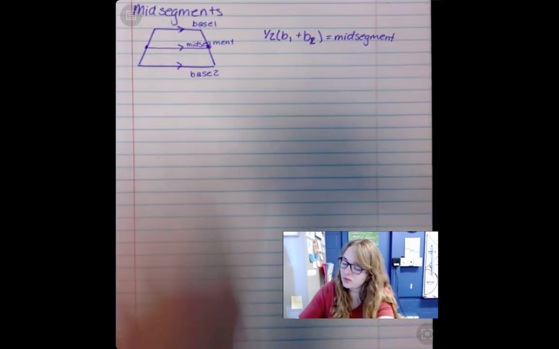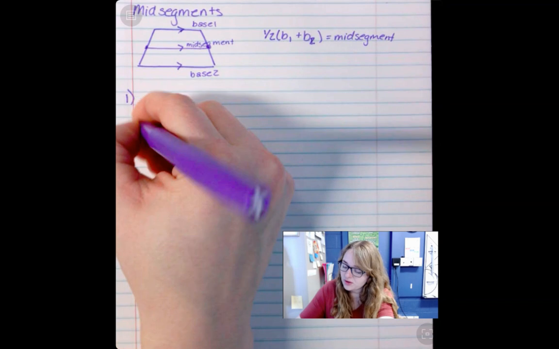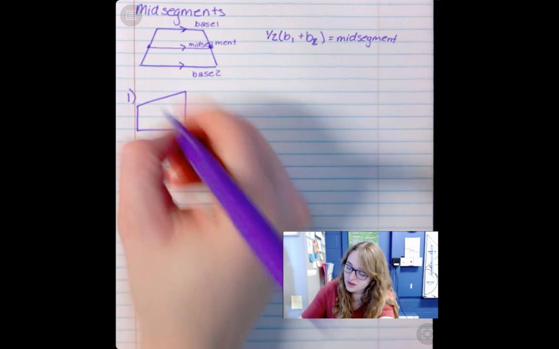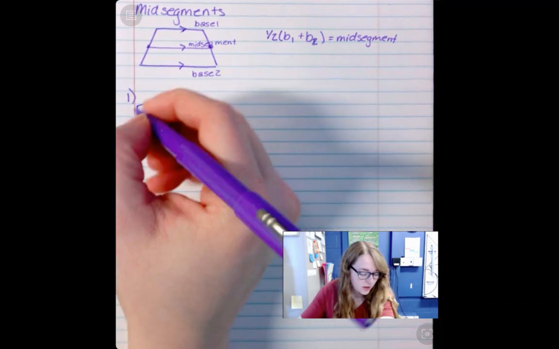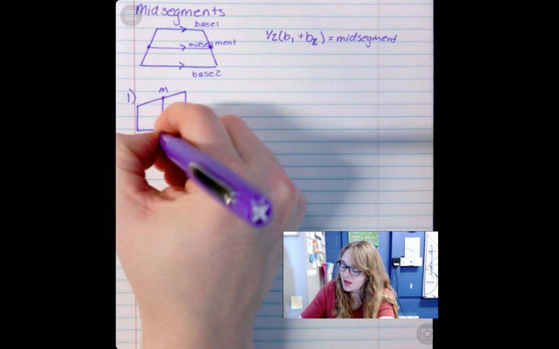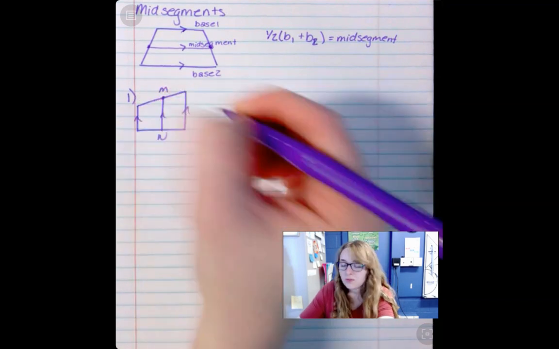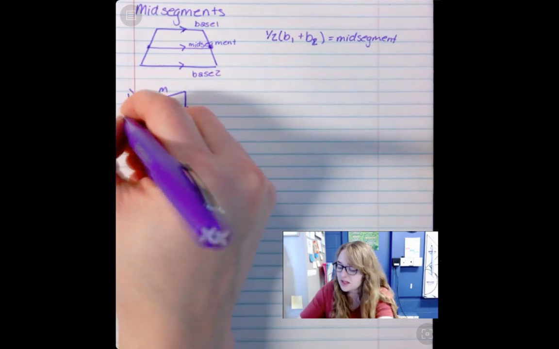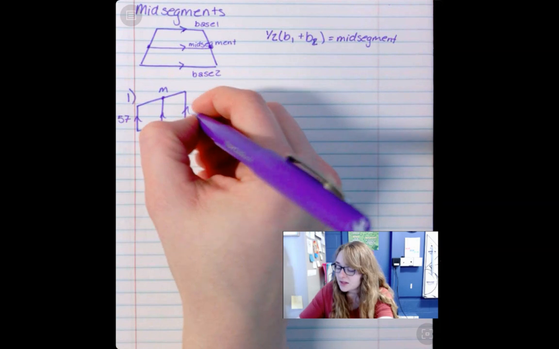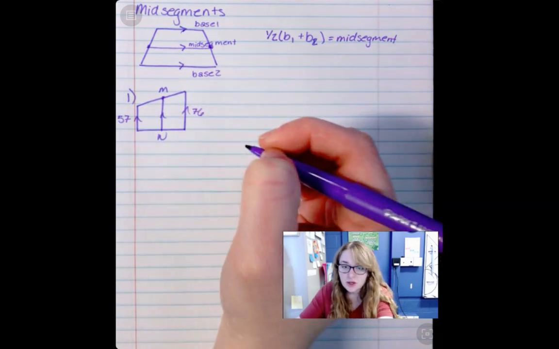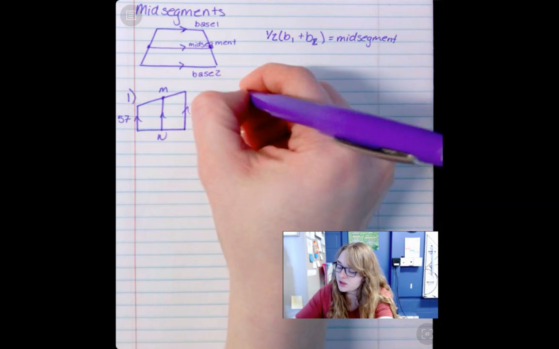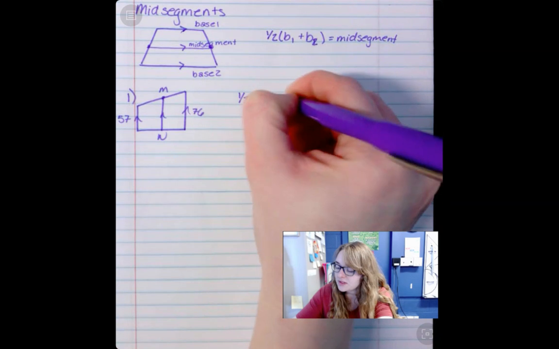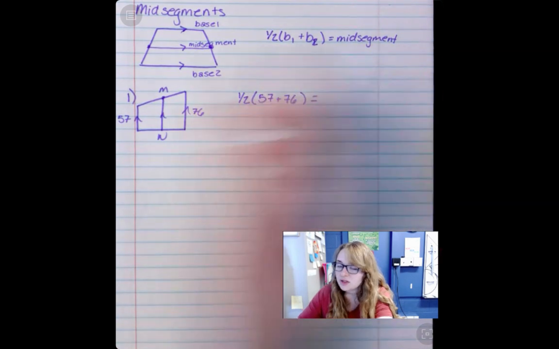All right, so we have a trapezoid that looks like this. We have our mid-segment, and the mid-segment is MN. Again, all three of these are parallel. We know that the base 1, or the top base, is 57 units, and we know that the bottom base, or base 2, is 76 units. So to solve for MN, we're going to have to take half of the two bases added up, so 57 plus 76, and that's going to give us our mid-segment.